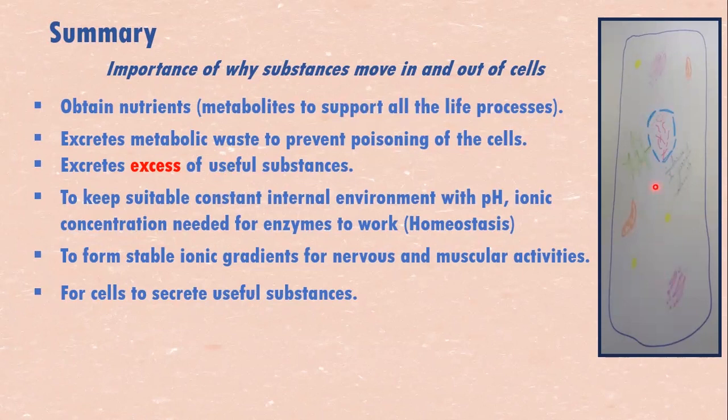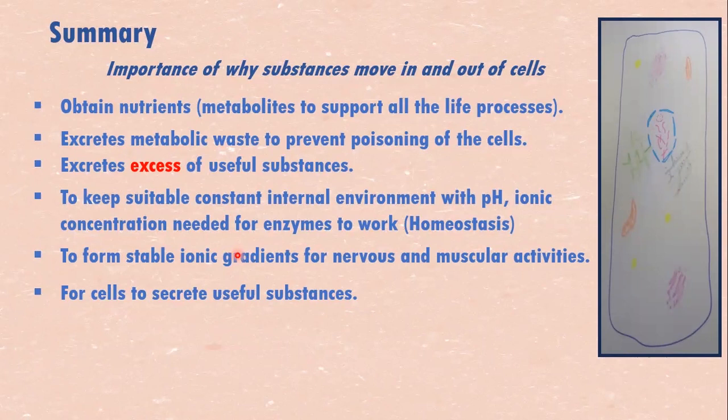The internal environment of the cell will have to be near constant all the time, because enzymes function within small limits of ions. Otherwise, the enzymes will not function, hormones will not function. So the pH and ionic concentrations will always have to be constant. So substances will have to move in to keep that constant and out to keep that constant. Otherwise, there will be fluctuations in the internal environment and it will stop the functioning.